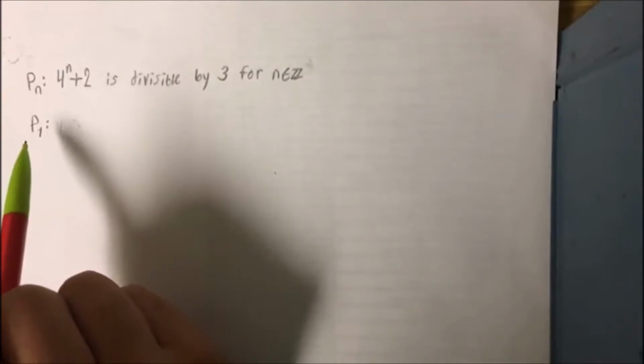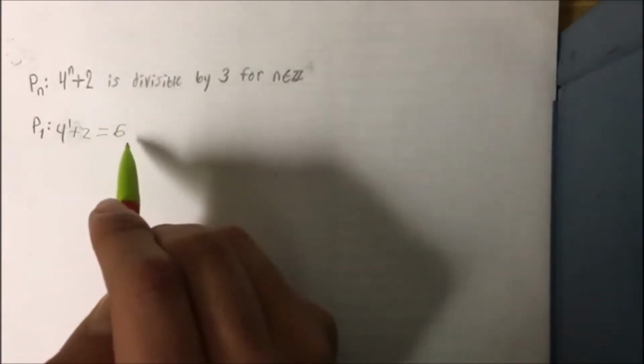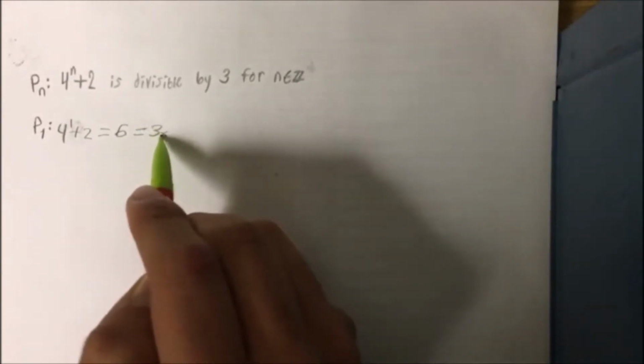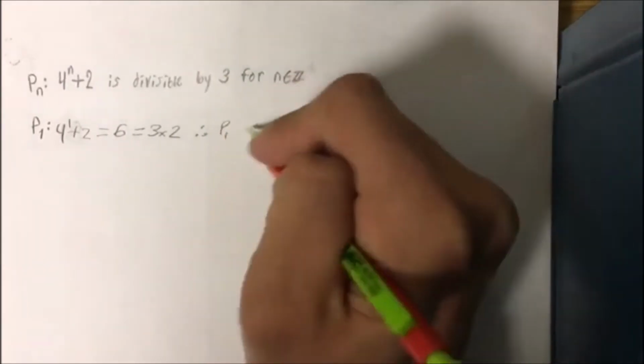Now, how are we going to do this? Well, we're going to look at specific examples. We want to start off by substituting 1 into this expression and trying to prove that it's true. So P of 1, the proposition where you're substituting 1 as n. Let's work this out. You have 4 to the power of 1 plus 2 equals 6. 4 plus 2 equals 6 equals 3 times 2. Therefore, these 3 dots mean therefore, P of 1 is true, because 6 is divisible by 3.